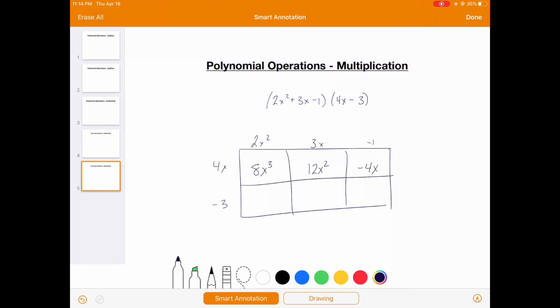Negative 3 times 2x squared is negative 6x squared. Negative 3 times 3x is negative 9x. And negative 3 times negative 1 is positive 3. Now, if you don't remember or you don't know how I'm getting these variables and the power that they're raised to, I'm just adding my exponents. So x to the first power and x to the second power, 1 plus 2 gives me 3. So that's all I'm doing.